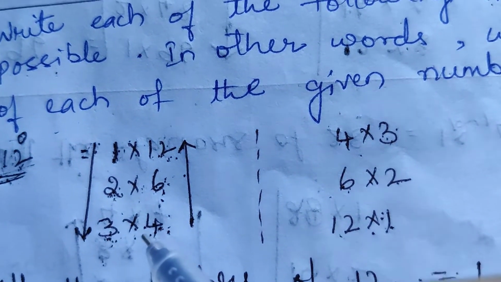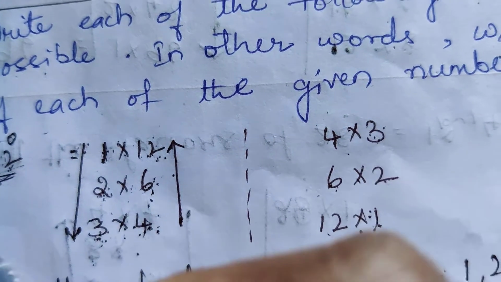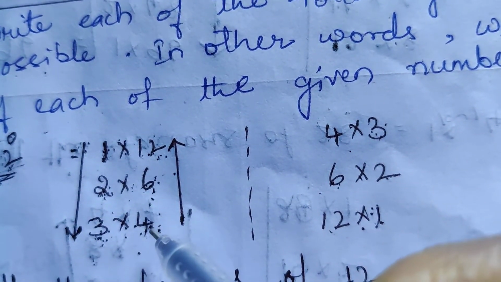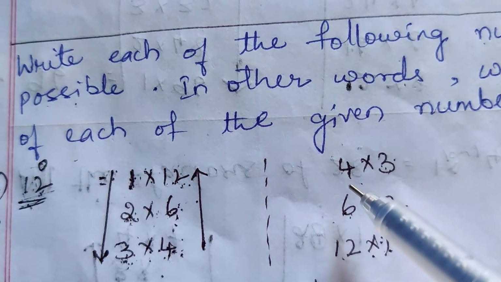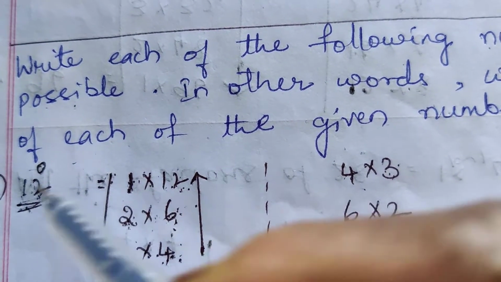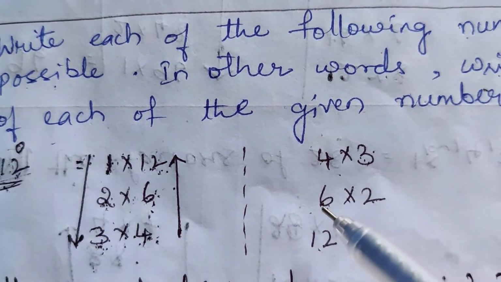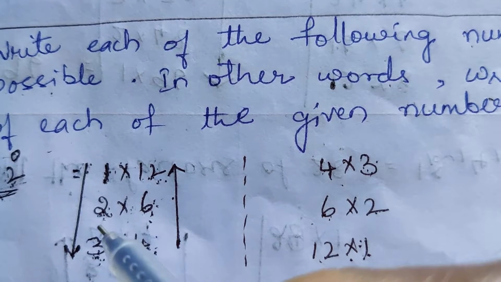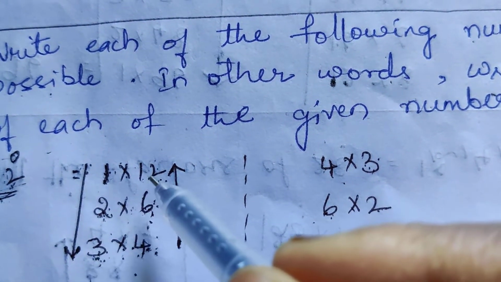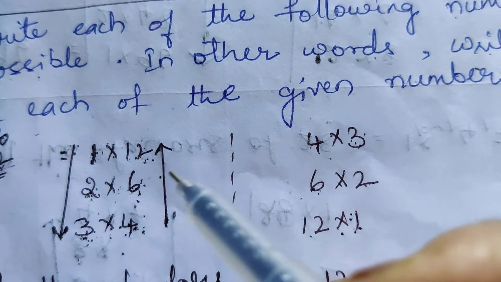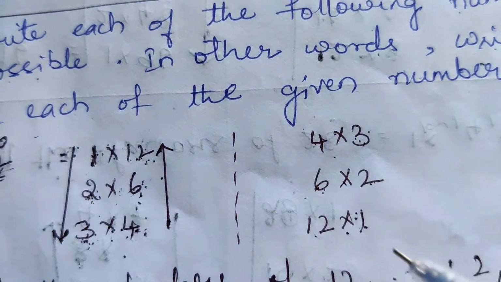Now children, when we clearly observe, 4 threes is the same as 3 fours, right? So after 4, next is 5. Do we get 12 in the 5 table? No. Then comes 6. 6 twos are 12, which is the reverse of 2 sixes. Then next is 12 into 1. So this and this are the same. Only the factors are changing their place.